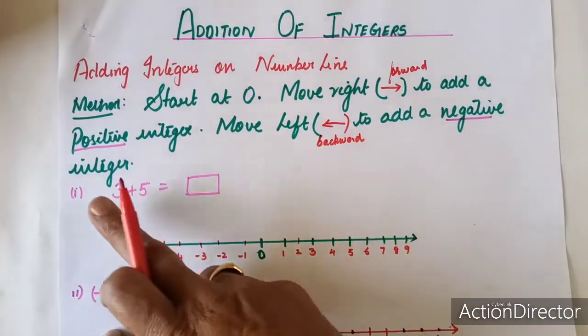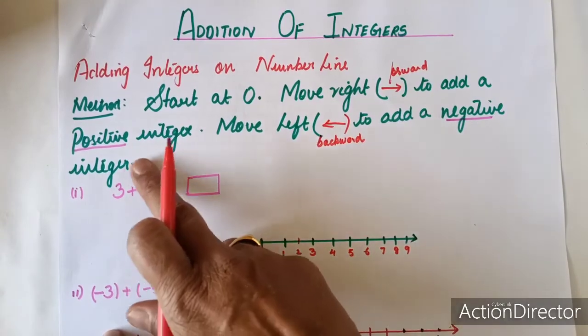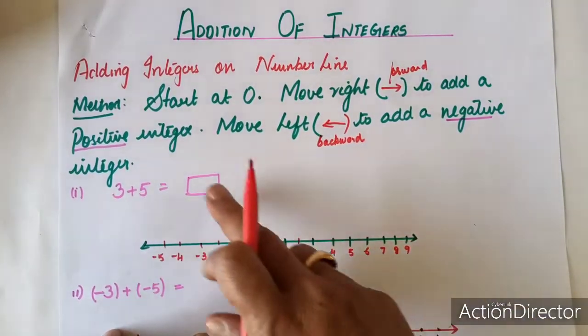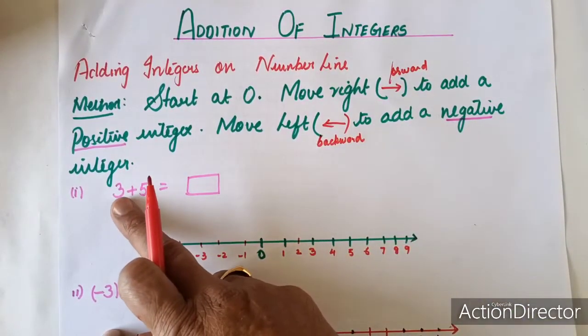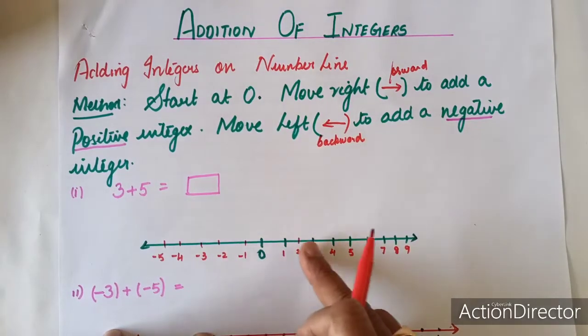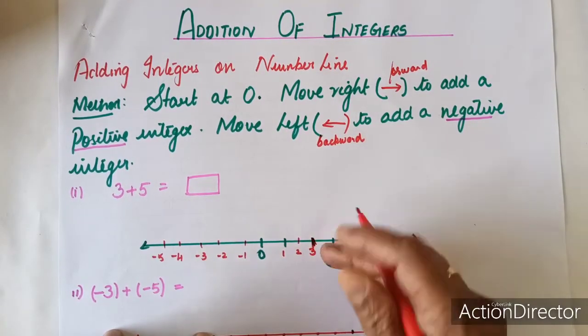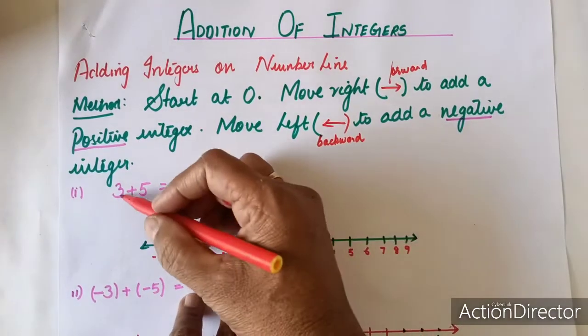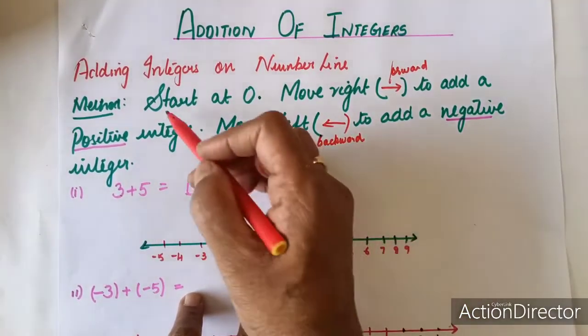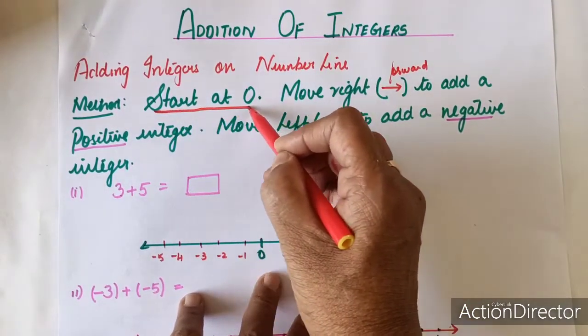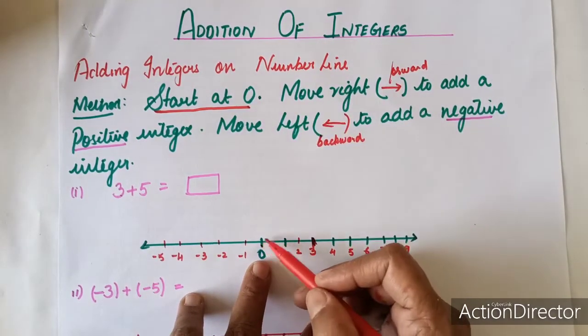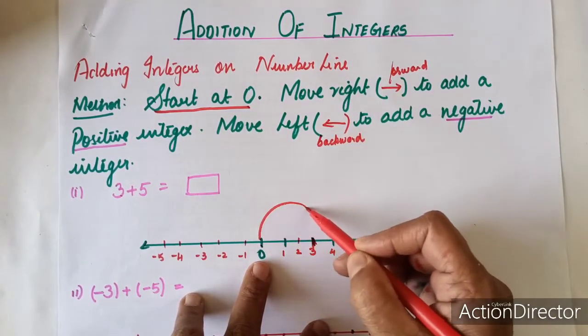Let us take an example, 3 plus 5. Let us see this addition using a number line and find out the answer. So, what is the first integer? 3. So, let us point this first integer 3. Since the first integer is 3, what is the first step? You have to start at 0. So, from 0, you have to jump to 3.